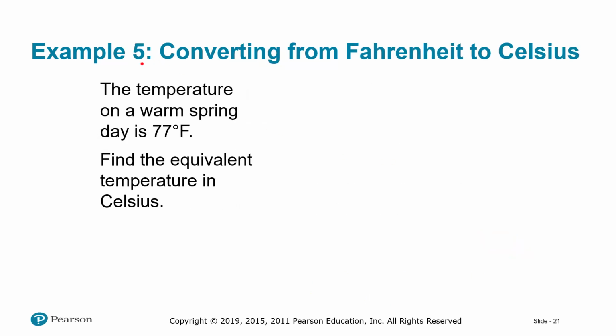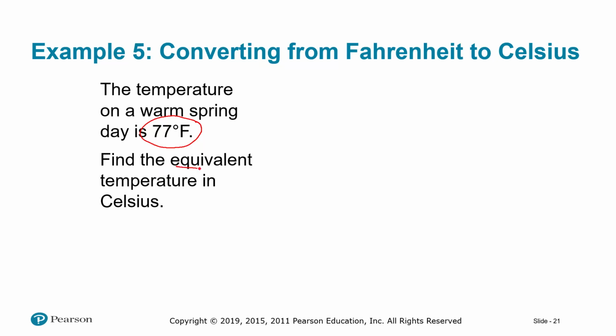Next, warm spring day, 77 degrees. Lots of us will enjoy that when it comes back. Of course, in South Carolina, it comes back a little bit earlier, sometimes even in February. Well, what is it in Celsius? So if you were leaving here and you're going to Italy, for example, and they said it's pretty comfortable over here, and you're wondering what it is compared to the 77 degrees in Spartanburg.